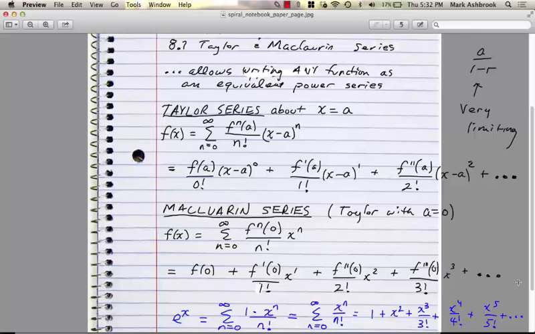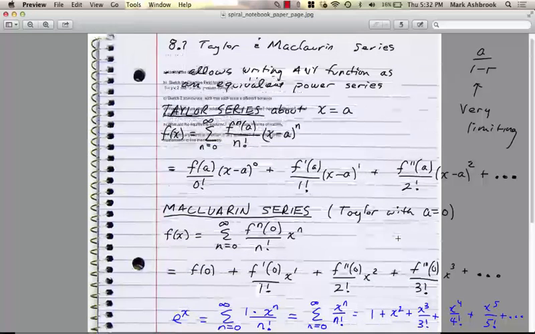If you keep adding terms on forever, you get the exact same function as e to the x. So this is a way of representing e to the x with a polynomial, but you need an infinite number of terms in that polynomial. So let's graph it and see that.